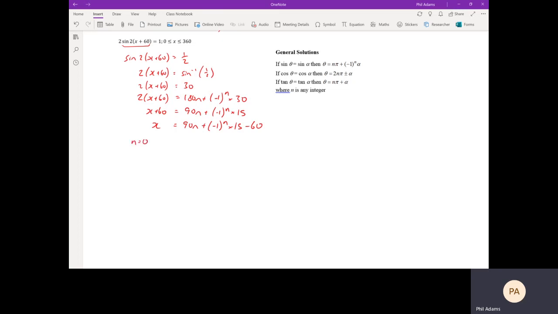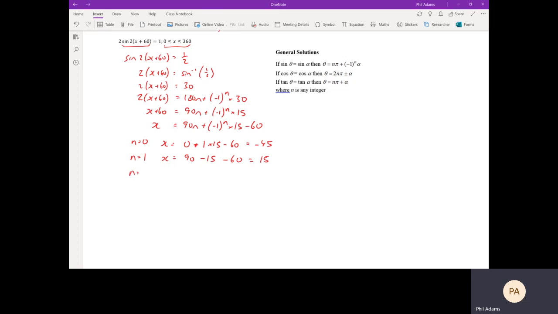If n is 0, we're going to have 0 at the front. Negative 1 to the power of 0 is just 1, so that's 1 times 15, so plus 15 minus 60. Well, that's negative 45, so that's not in our domain that we've been given in the question. Now we try n equals 1, and x would be 90 plus that. Negative 1 to the 1 becomes minus, so it's minus 15 and then minus 60, which is equal to 15 degrees.